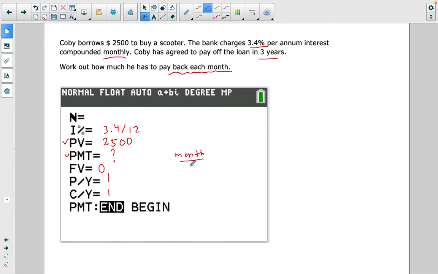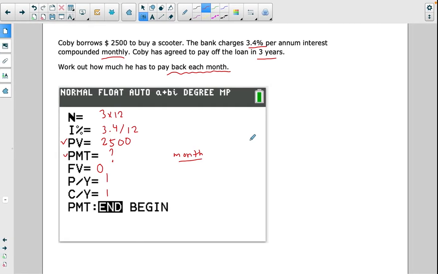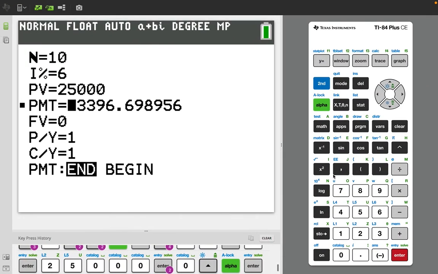And then for the N, remember, in an annuity, N doesn't necessarily represent the years, it represents how many payments are being made. So it's 3 years, but he's paying each month. So 3 times 12 payments. So these are the values, and we go to our calculator.